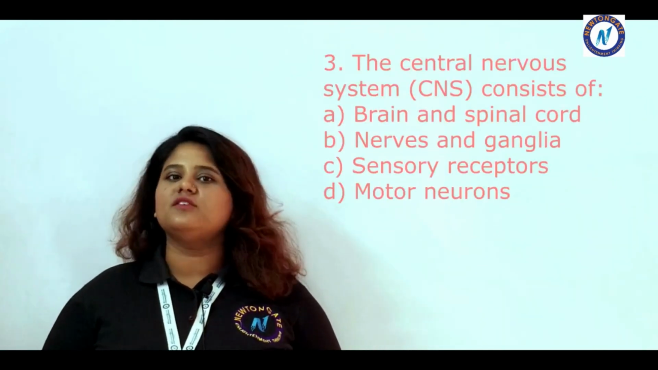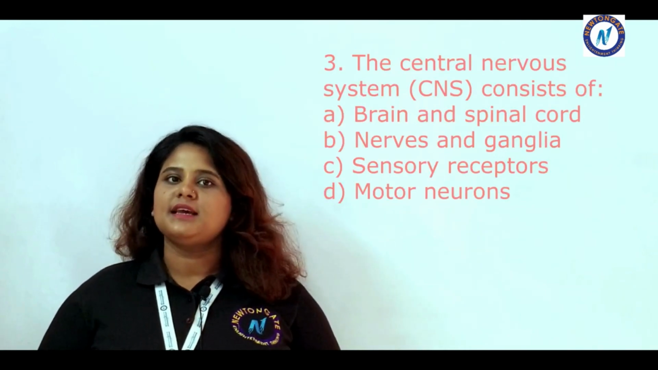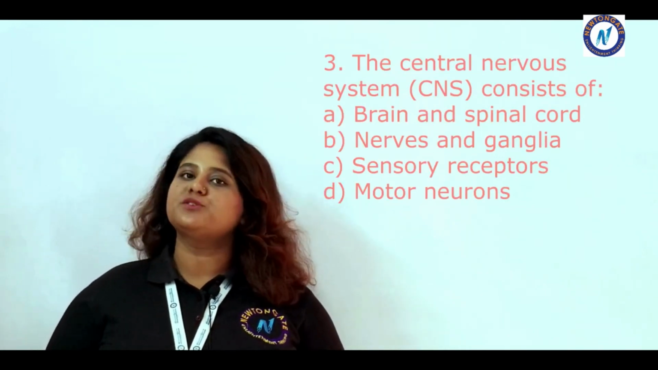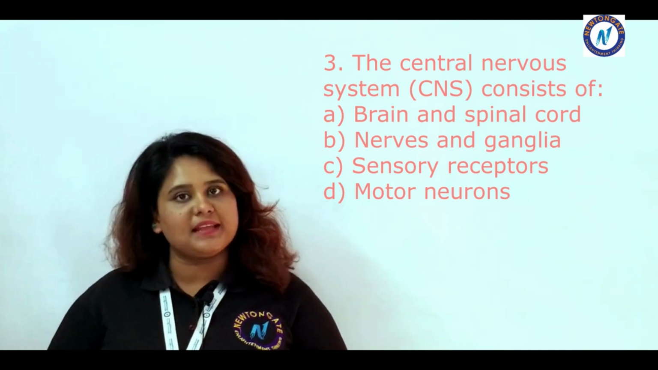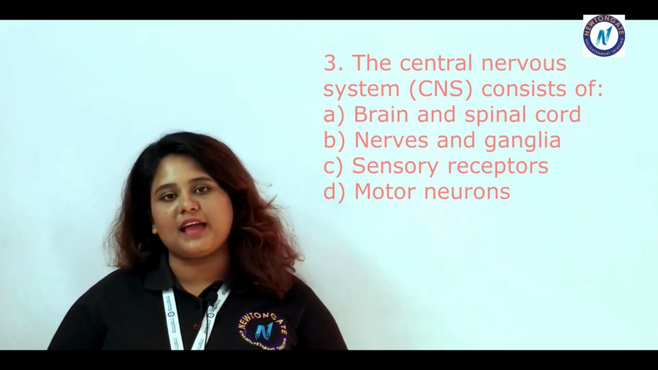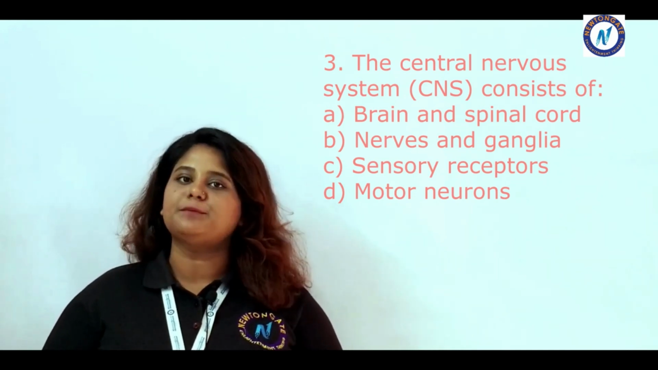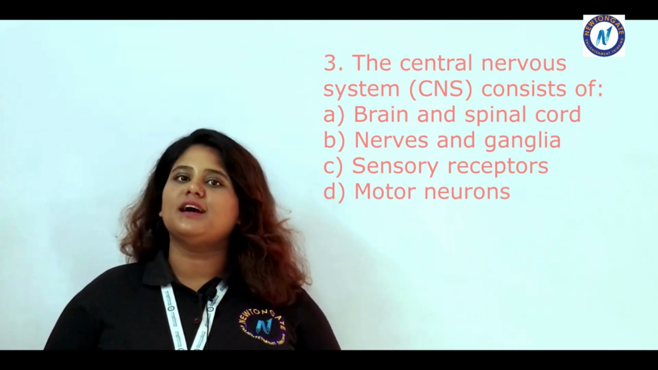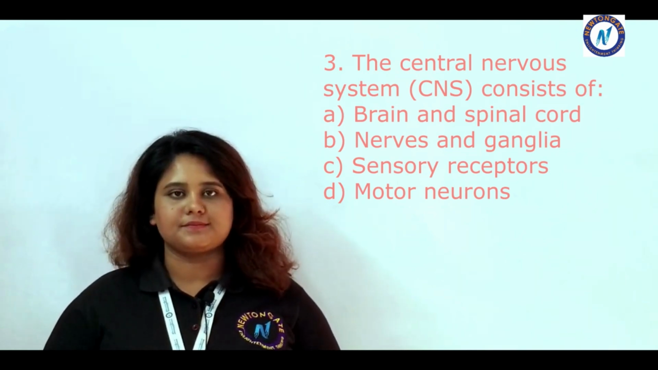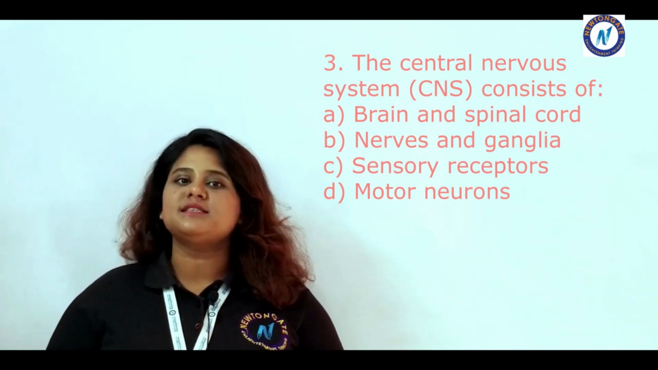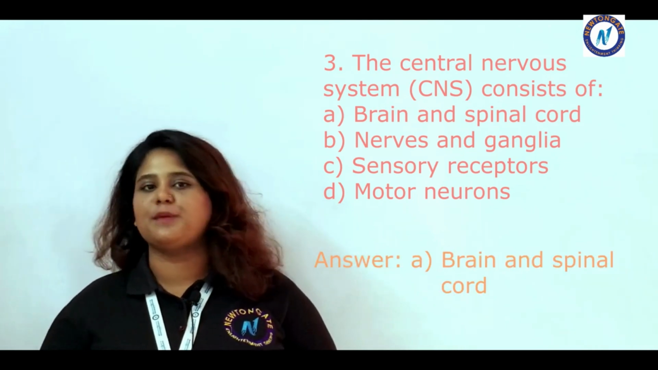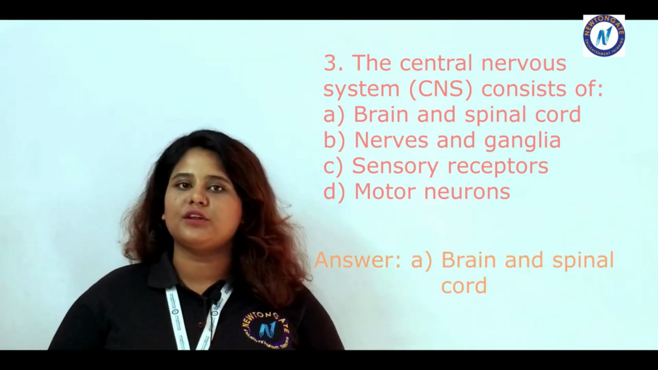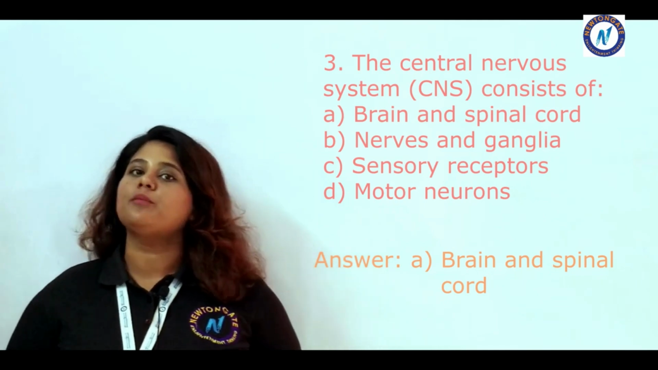We come to the third question. It says the central nervous system, that is CNS, it consists of. The options are option A, brain and spinal cord, option B, nerves and ganglia, option C, sensory receptors, and option D, motor receptors. If you know the answer, comment down your answer. So what will be the answer? The answer will be brain and spinal cord. This I have already discussed in the video. If you have not watched the video from the beginning, do go and watch the video from the beginning.